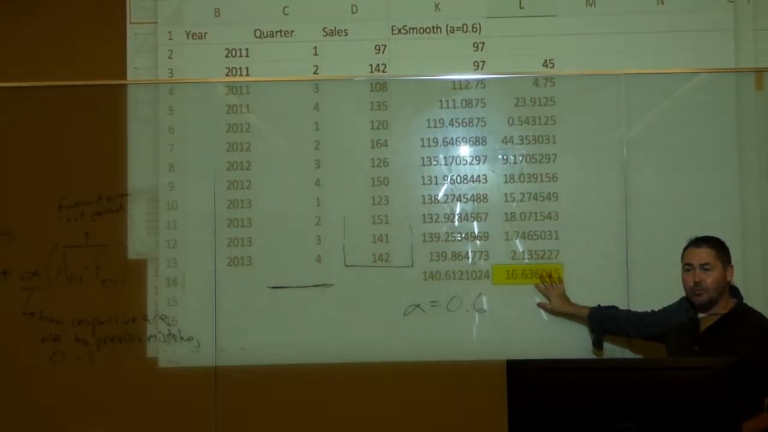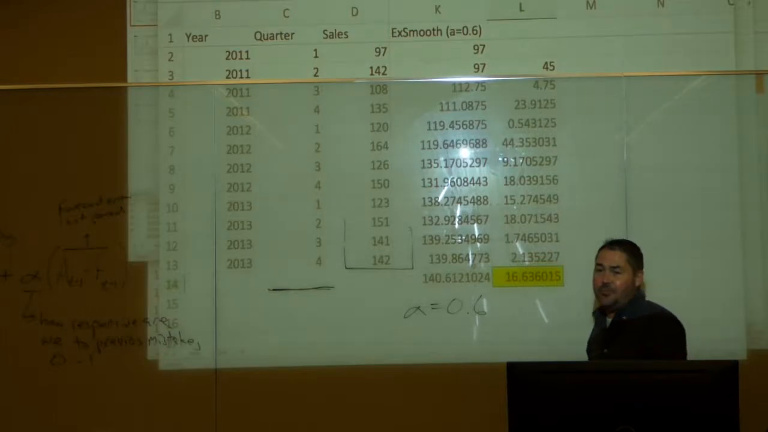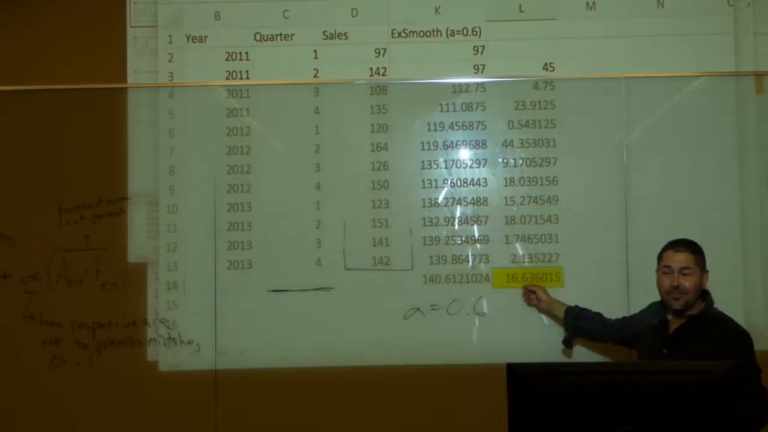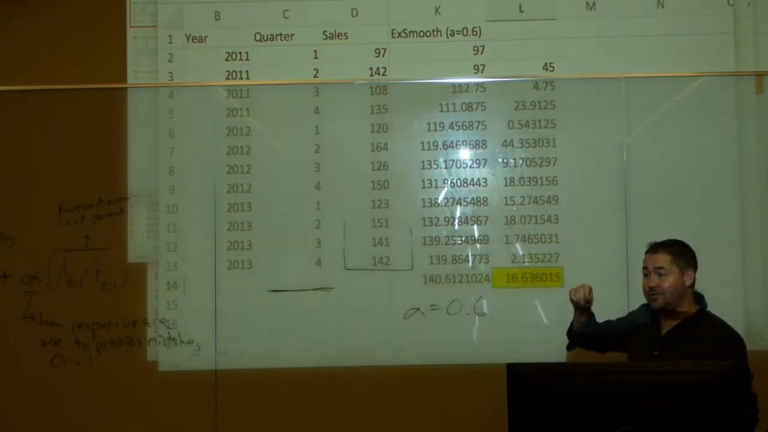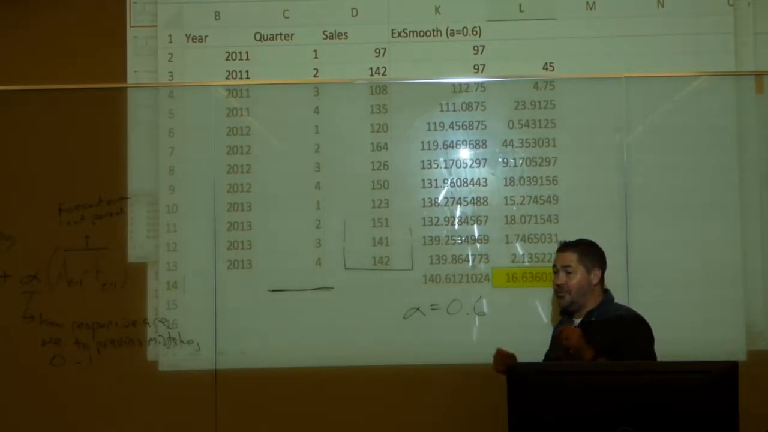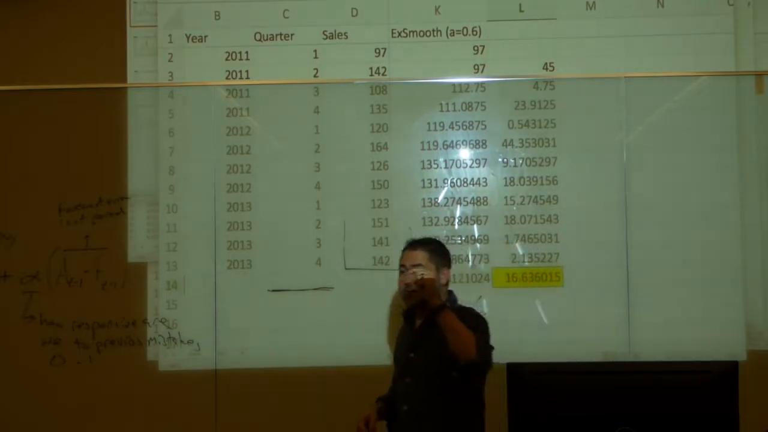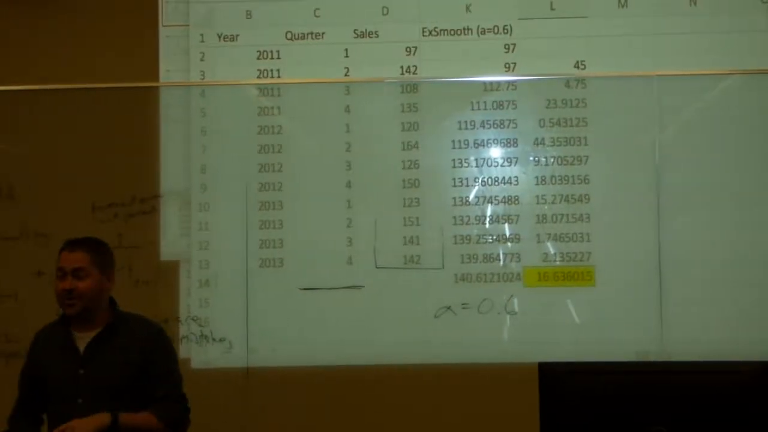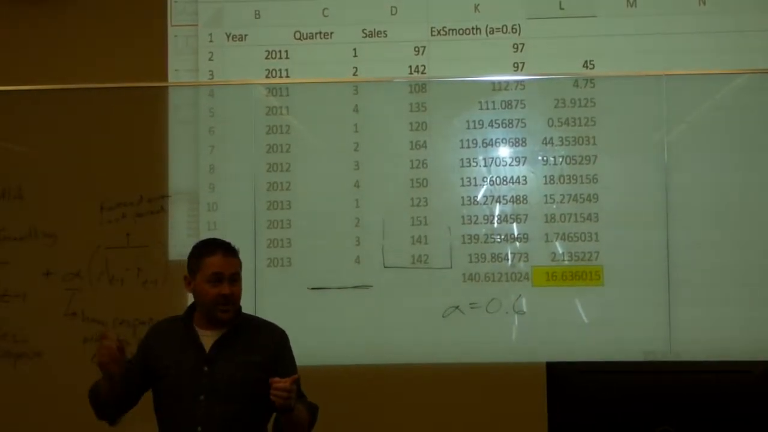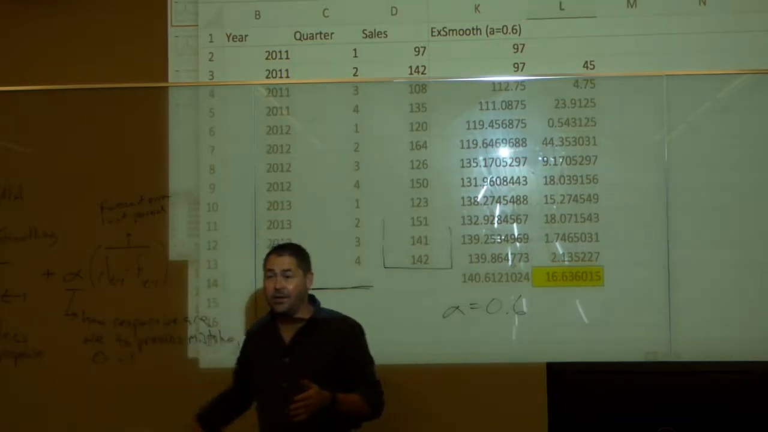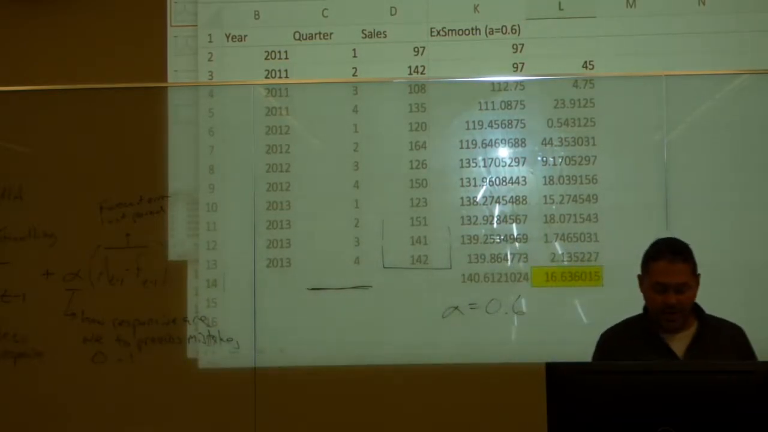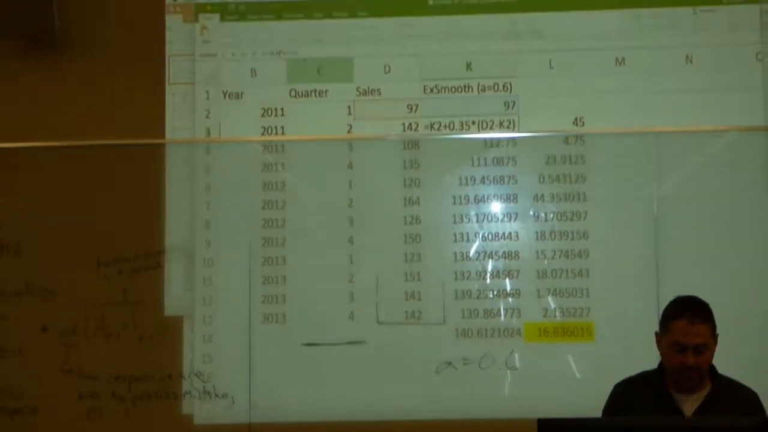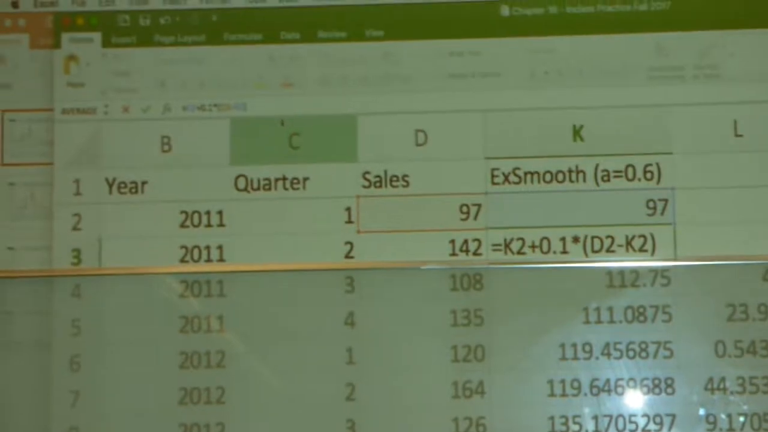What happened to my MAD when I'm going from an alpha 0.6 to an alpha 0.35? My MAD went down. So using an alpha of 0.35 is better than using an alpha 0.6 with this particular data set. Right? So basically what this is telling me is I should have been more stubborn. I needed a lower alpha to be better. Now, let's be super stubborn, and let's move my alpha to being 0.1. Really, really stubborn.